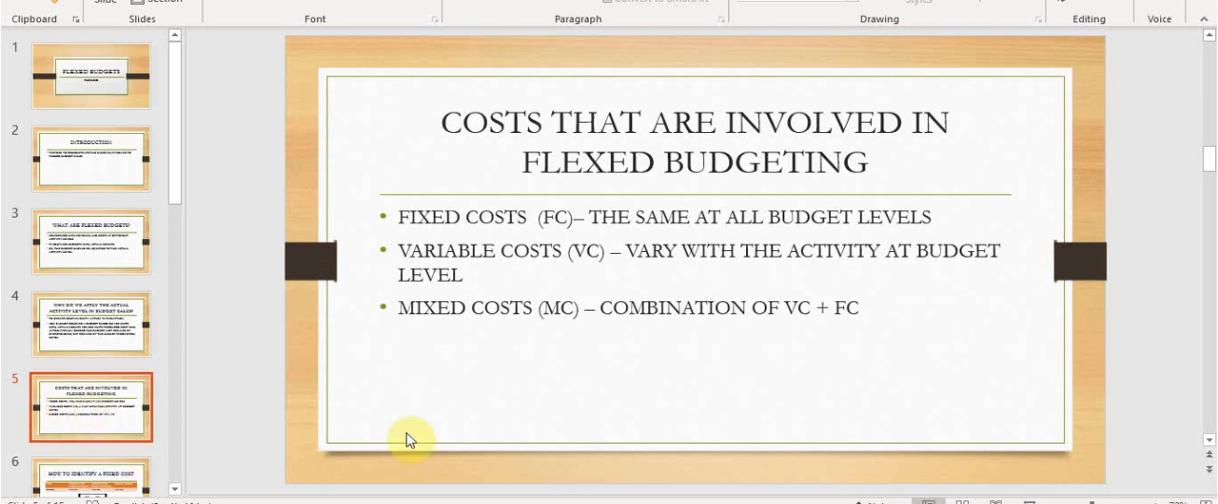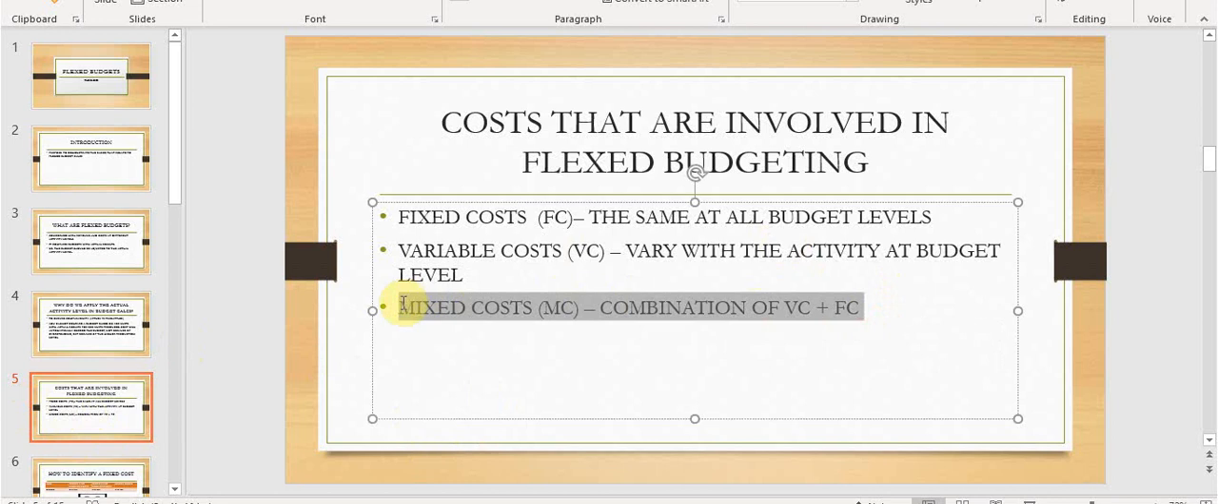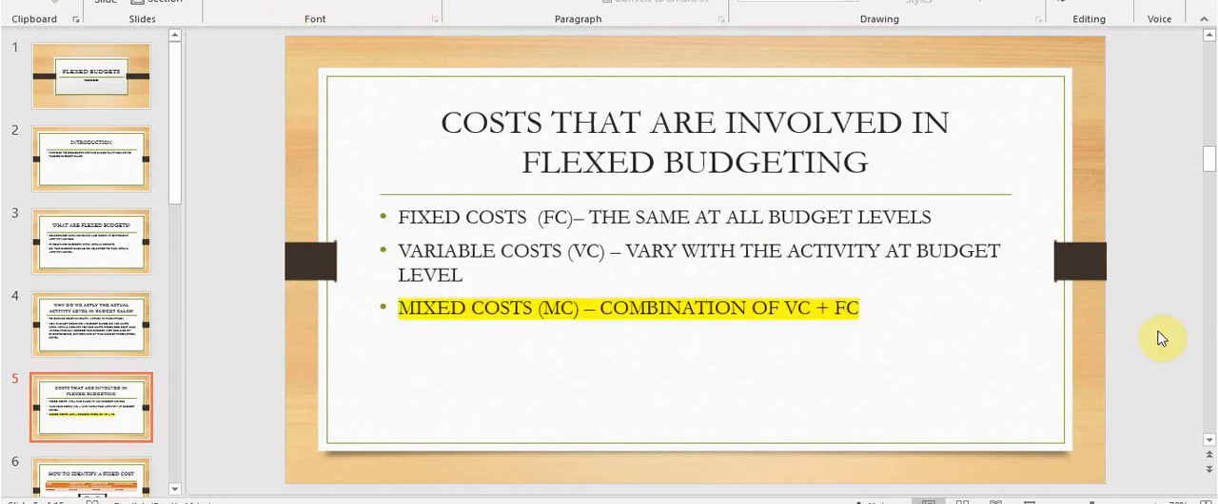This is the most tricky one when we are calculating flexed budgets, and this is because a mixed cost is a combination of a variable cost plus a fixed cost.